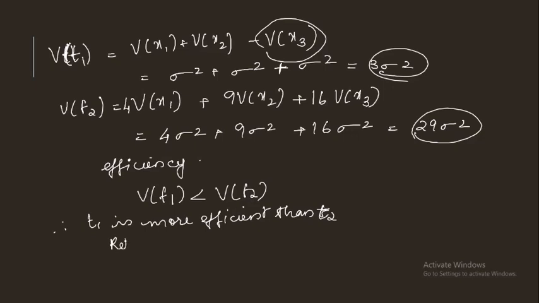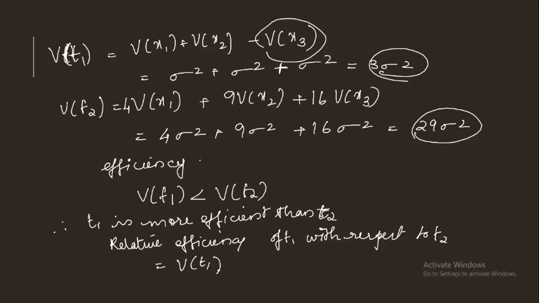Now the relative efficiency of T1 with respect to T2 is given as the variance of T1 divided by the variance of T2, which is equal to 3 sigma square divided by 29 sigma square, which is equal to 3 by 29. So this is the answer. I hope you have understood what efficiency is and the problems also. Thank you.